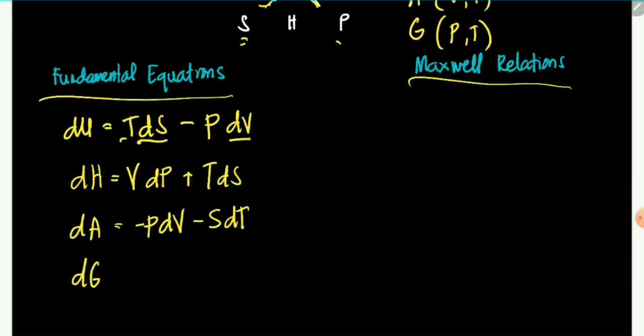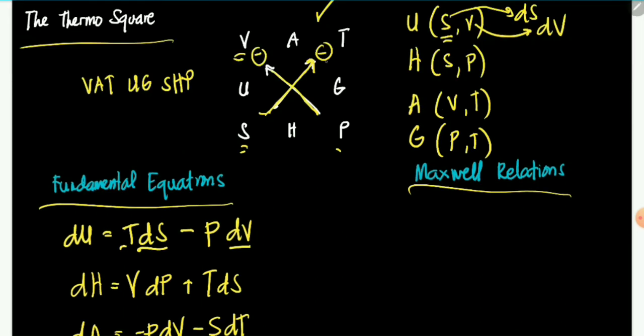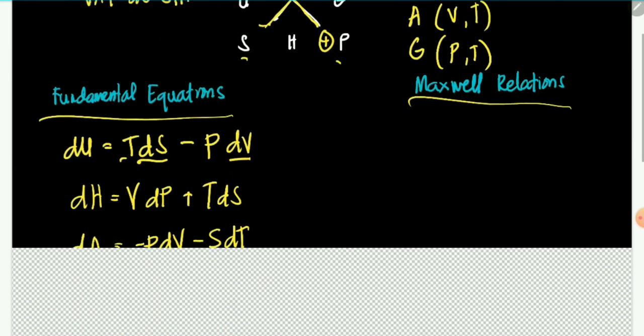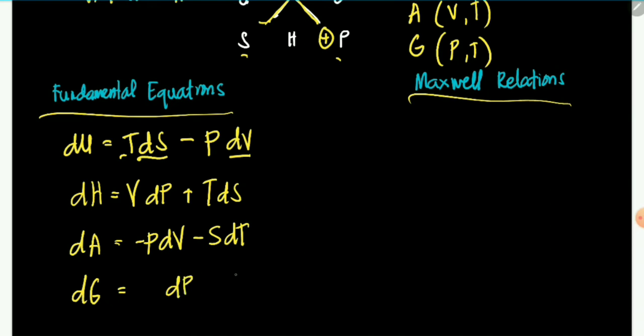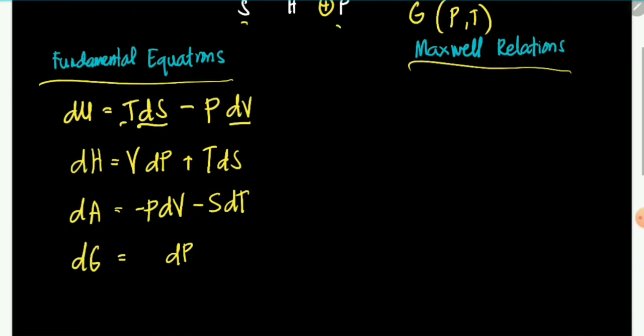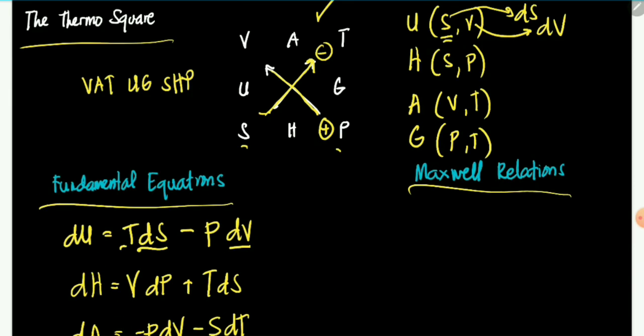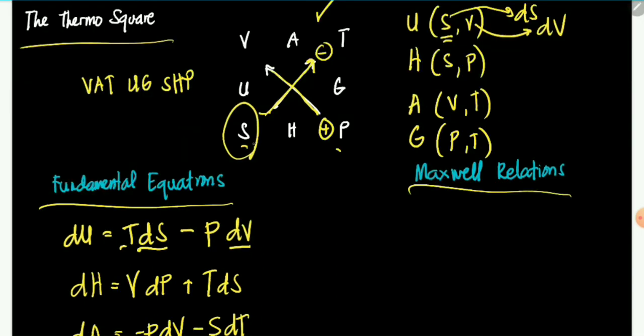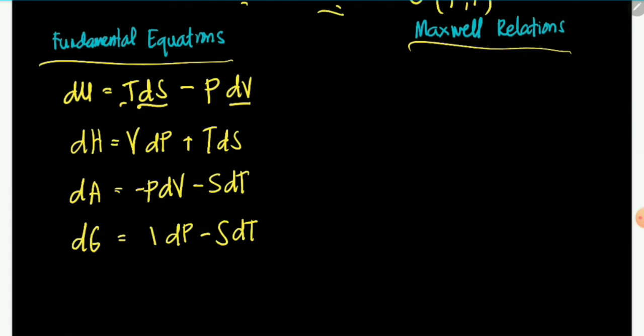So, doon naman sa dG, okay, we have papunta sa T. Okay? So, negative, tama siya. And palayo naman siya sa P, so this is positive. Okay? So, that's dP and dT. Since palapit sa T yung arrow, ito ay negative. Okay? So, that's S dT kasi ito yung nasa kabilang end. Since palayo naman sa P, that's V dP. Okay? So, that is the fundamental equation for G. So, meron na tayo ng 4 na fundamental equations.